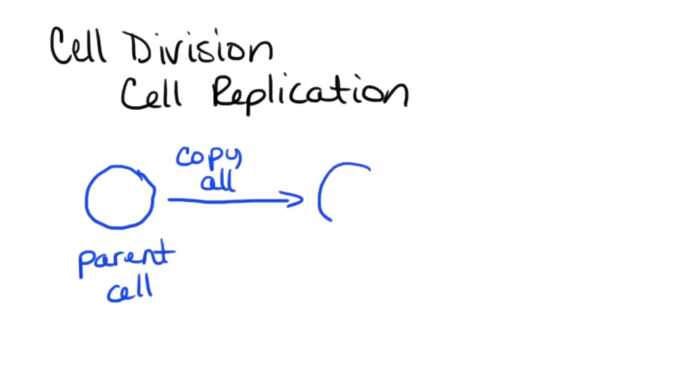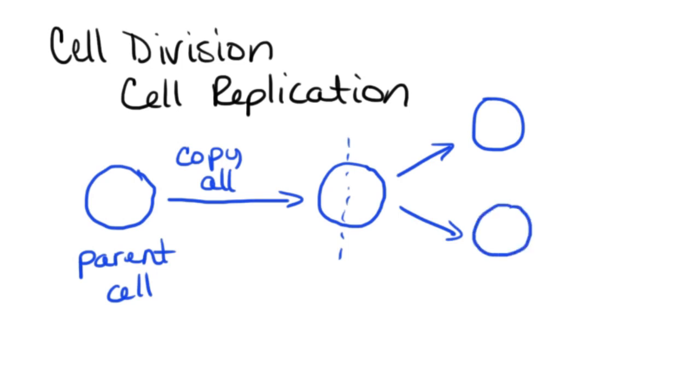And then once we've copied all of the stuff inside, we're going to see that that cell is actually going to split or divide, which is where the term comes from. And so when it divides, we will end up with two cells. Those two cells are going to be referred to as daughter cells. And that would be the whole cell division process.